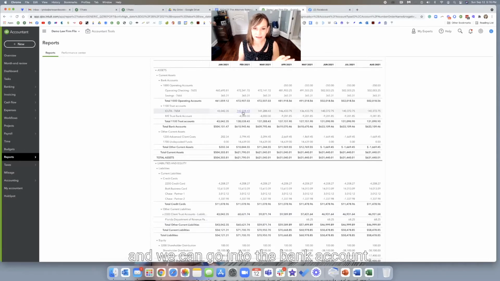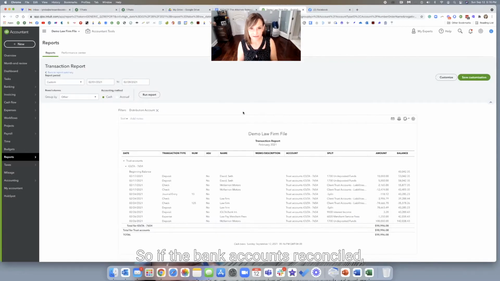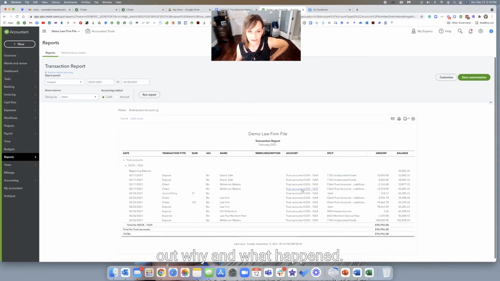And we can go into the bank account. So if the bank account's reconciled, then you know that the transactions inside that account are correct. Now you need to figure out why they're not being pulled into the liability accounts properly. And it could be a matter of any of these, the deposits could be wrong. Maybe these were deposits for Seth that belonged in that real estate trust, and that's why that negative one came out of there. We really have to figure out why and what happened.